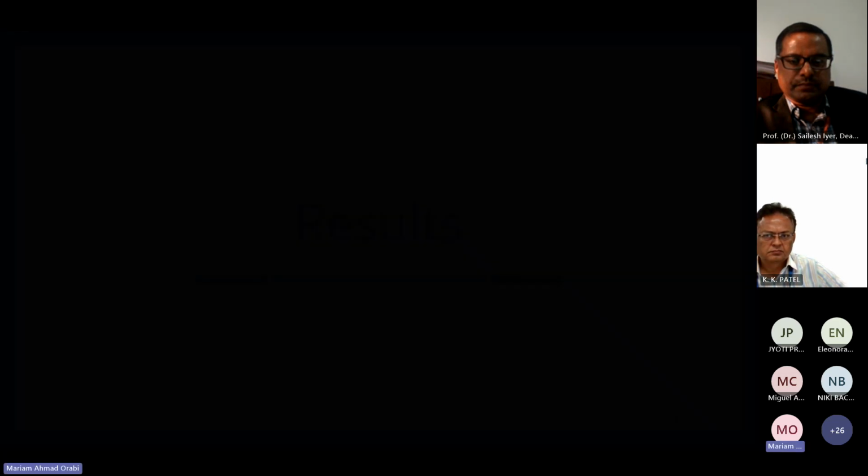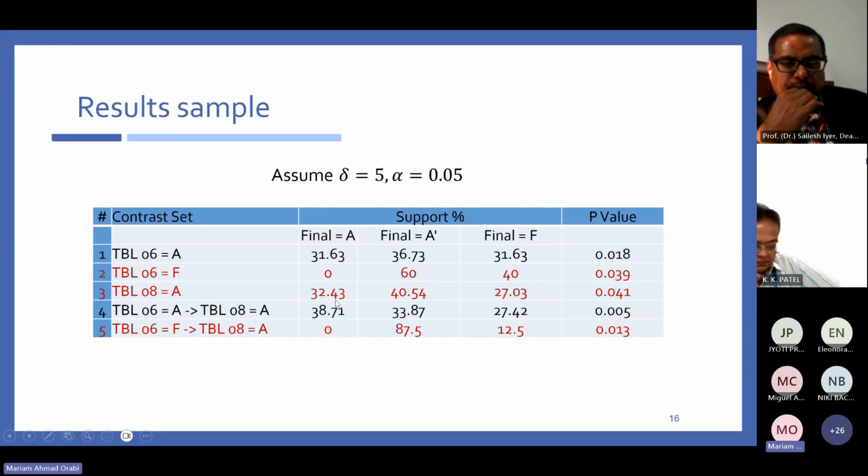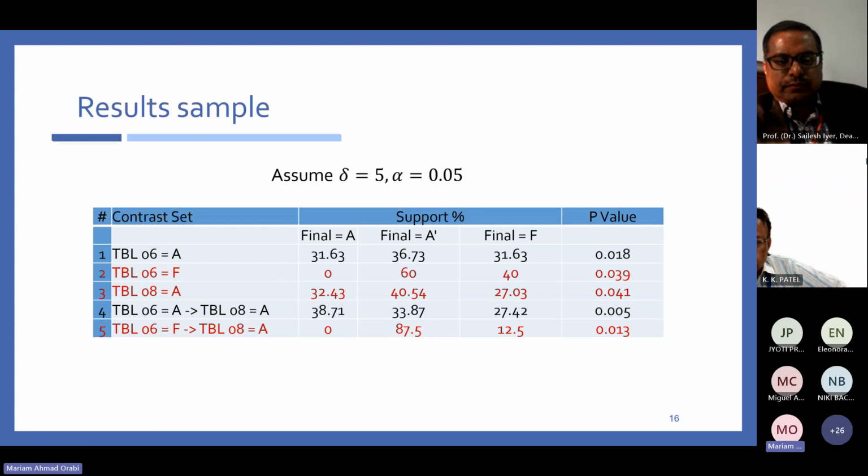The results: we applied this model over a data set that has 123 students' performance data from the University of Sharjah. We had 10 TBLs for an Introduction to Databases course, and we tried to find the effect of the sequential order of the TBLs on their performance at the final exam. The grade classes are A, not A and F. This is a sample of the results. The results are longer than this. I just wanted to show a sample of it to show the interesting part of it.